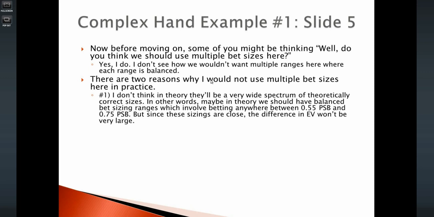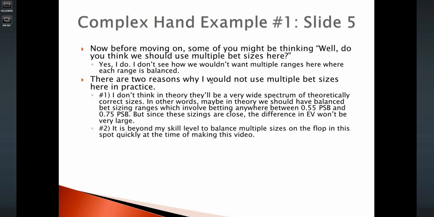So I've already explained why I don't like overbetting. I've already explained why I don't like betting very small. So I think there's a relatively narrow range of sizings which are going to be good. So since there's this narrow range of sizings which is good, it's not that big a deal if you're slightly off or if you pick just one size fits all sizing, because I don't think overall we're going to deviate much from around 0.6 or 0.7 pot size bets here. Number 2, it is straight up just beyond my skill level to balance multiple sizes on the flop in this spot quickly at the time of making this video.